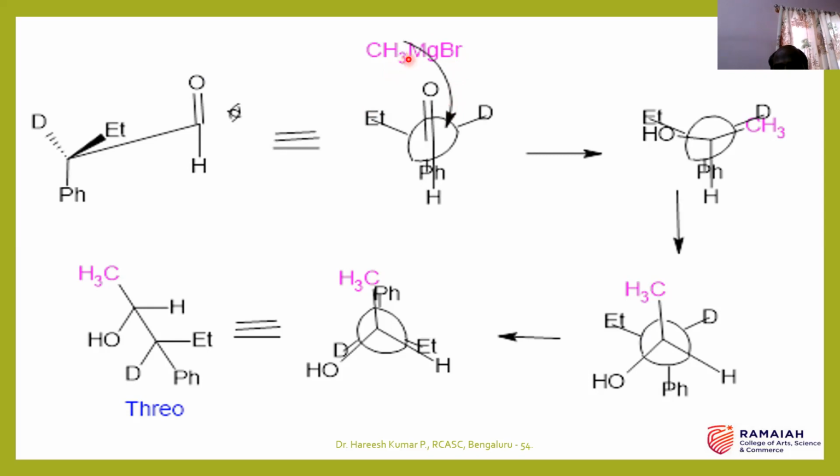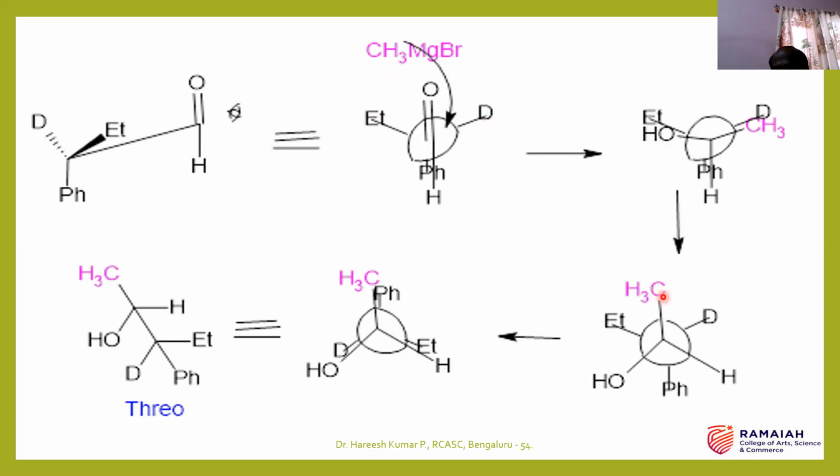So once this is attacking this way, OH will come over here, CH3 will sit over here. So that's what I have written here. From here to here, there will be a movement. What is that movement? CH3 should come over here. So that's what I have written here. What is that? We can say that it's a rotation.